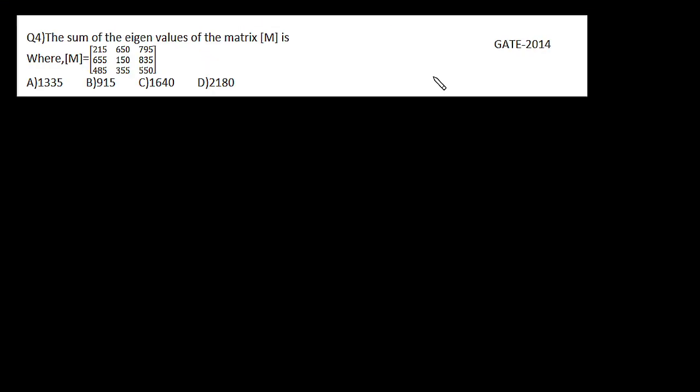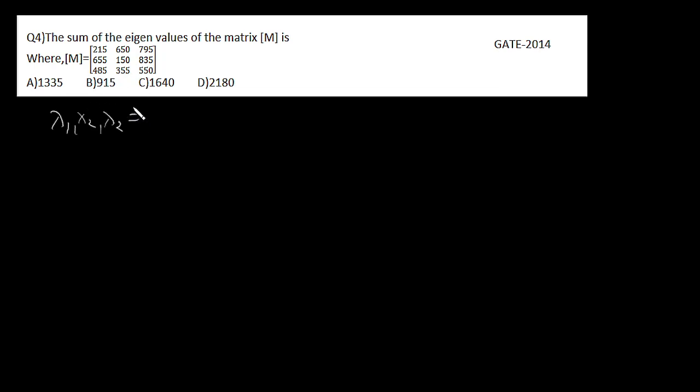Okay, let's solve question number 4. Question 4 says the sum of the eigenvalues of the matrix. We have given a matrix M. They are asking about the sum of the eigenvalues. Now here you can see the entries in the matrix are very large numbers. So we do not have to find the values of lambda 1, lambda 2, and lambda 3 for this matrix.